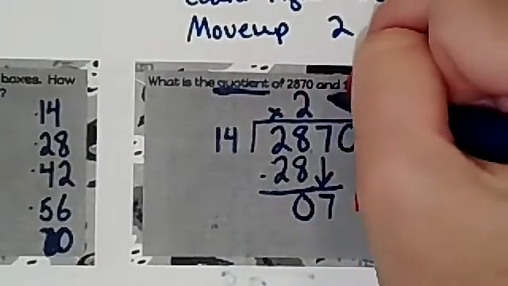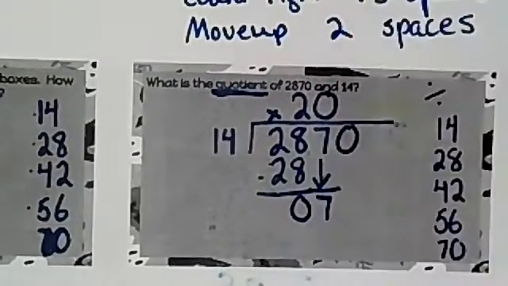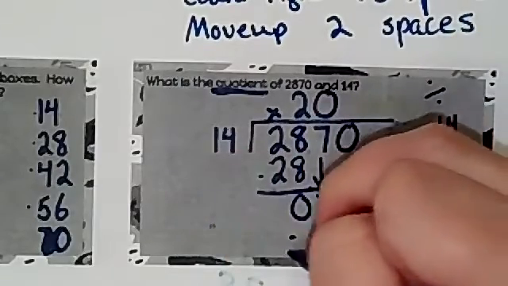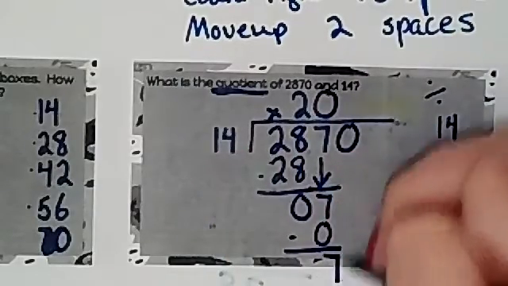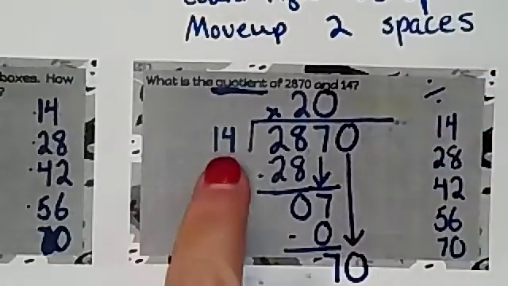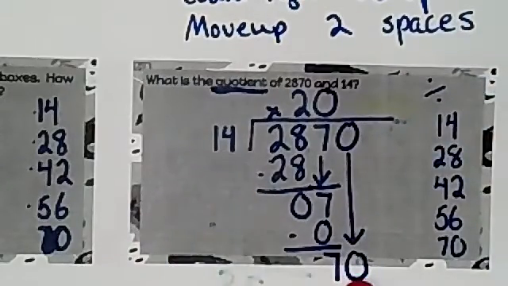9. Write a 0 up top. 0 times 14 is 0. Now you subtract and get a 7. Bring down the 0. Evan, how many 14s are in 70?